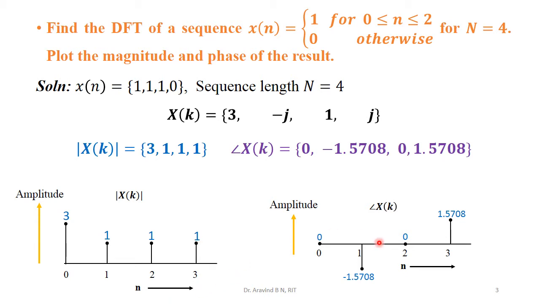Coming to the phase plot, in a similar way to the magnitude plot we are going to have the phase plot. At location 0 the value is 0. You can observe over here. At location 1 it is minus 1.5708. So that is represented over here. At location 2 it is 0. At location 3 it is again 1.5708. That's what is represented over here. So this is what we call the magnitude plot, and this one is the phase plot we are going to have.